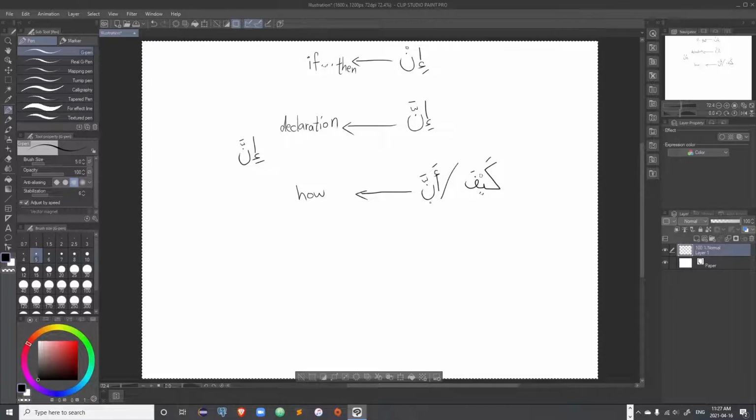But anna is normally used for surprises. If you are surprised by an act and you say, how is this possible? You would say anna. Kaifa could be inquisitive or is used normally for inquisitions. How do you do this? How do you do that? And so on and so forth.